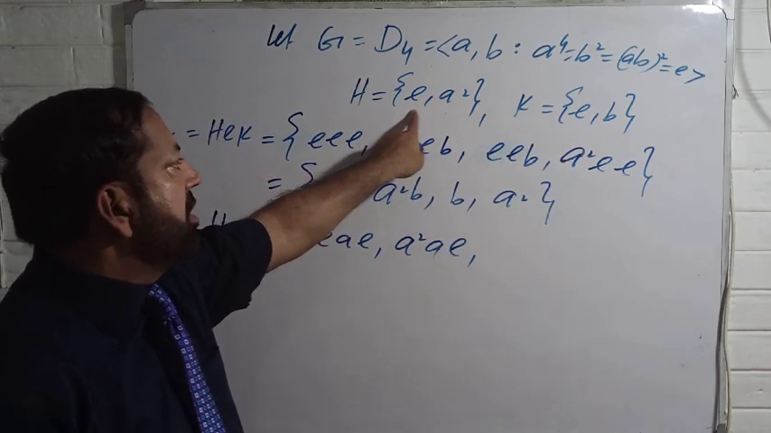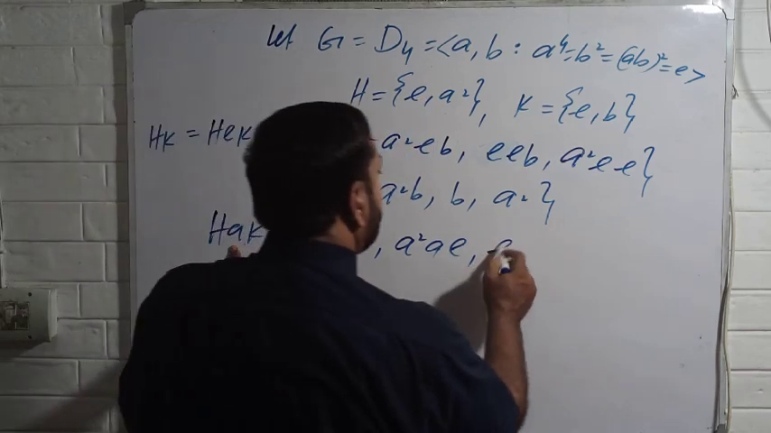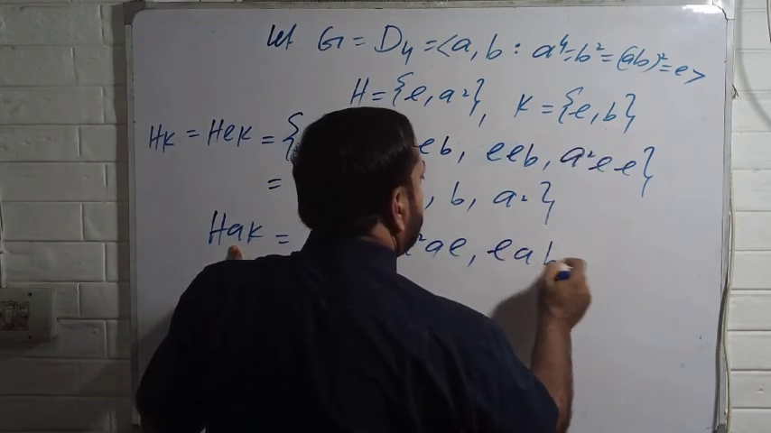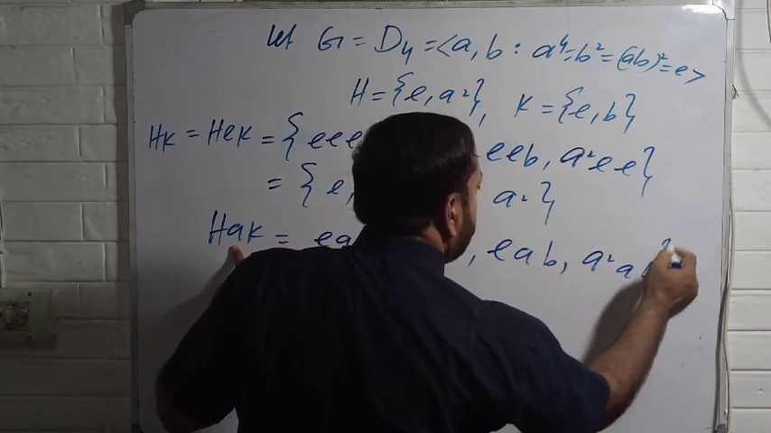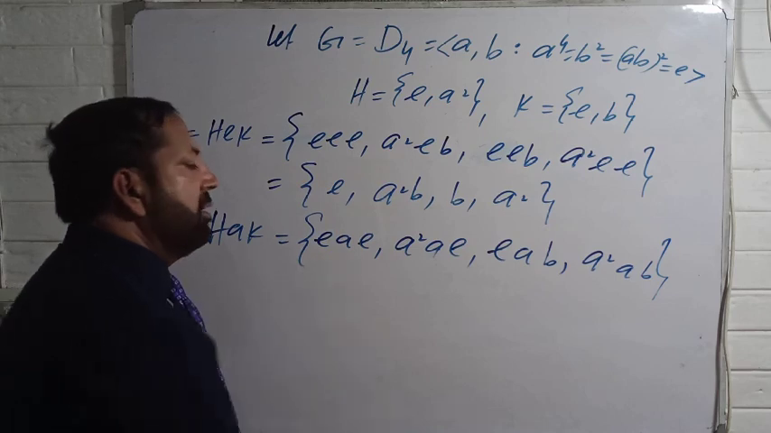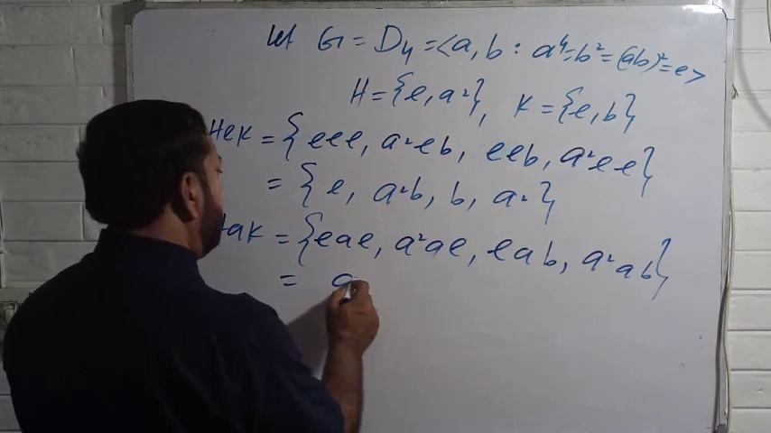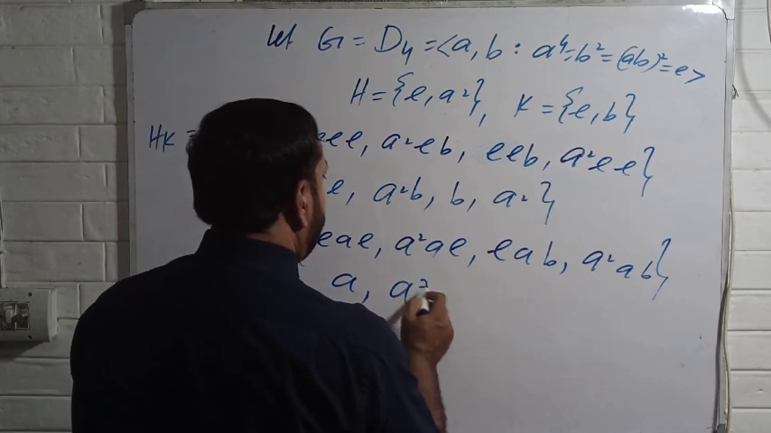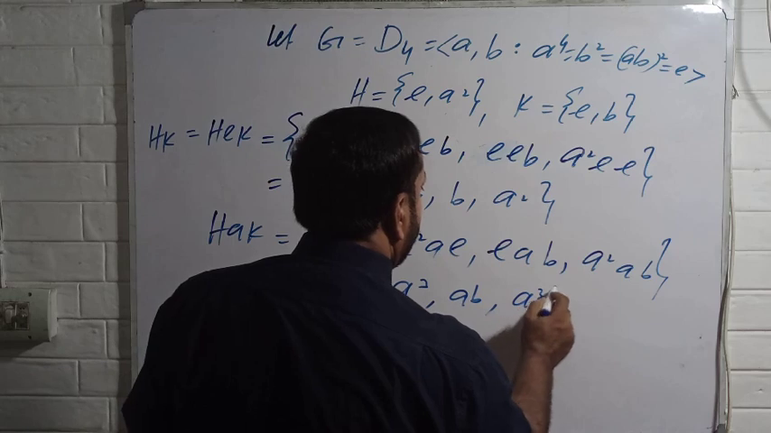Then again start with the second element. E, A, B, then A square, A, B. These are the four elements. If you simplify these, this is in fact A, this is A cube, this is A B, this is A cube B.